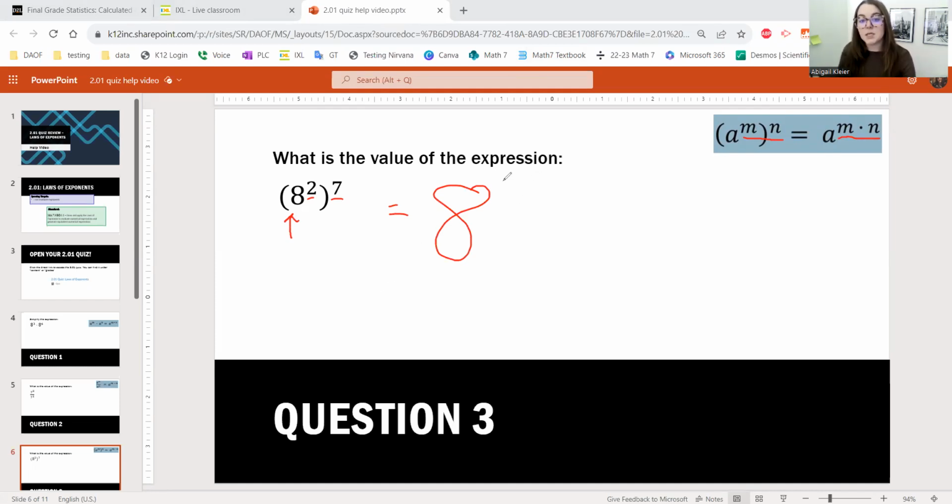Our exponents in this case are 2 and 7, so I'm going to rewrite it like that: 8 to the power of 2 times 7. I can simplify this further by writing 8 to the power of 14. Again, if you have those double exponents, then you can multiply them together, keep the same base, and that will give you your simplified expression.